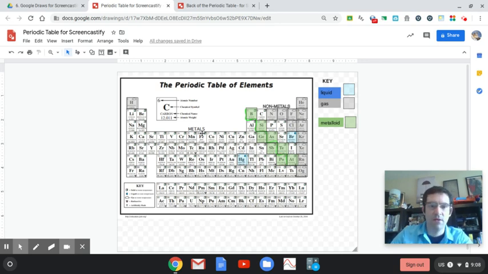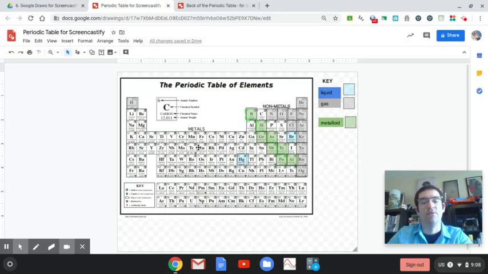Here's the big rule: everything to the left of the staircase that's not touching it is a metal, with the exception of hydrogen. Hydrogen is also a non-metal. Everything to the right, so over here where most of the gases are, is non-metal. So carbon's a non-metal, sulfur's a non-metal, iodine is a non-metal. Over here, all are metals. So you've got potassium, calcium, magnesium, platinum, gold, iron, all those guys in here. Those are all going to be metals. So there's your quick rule for that.